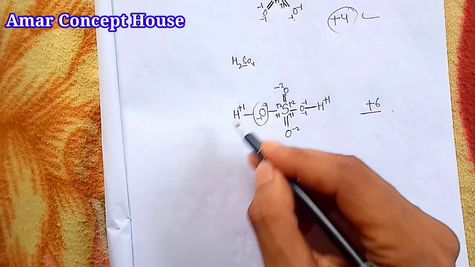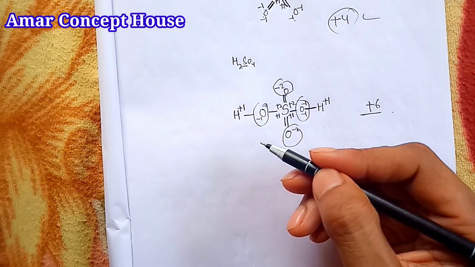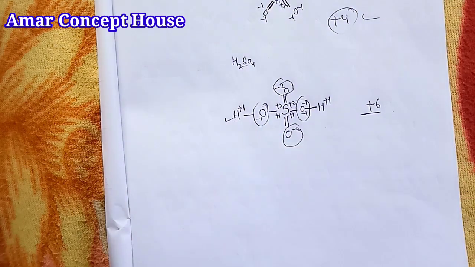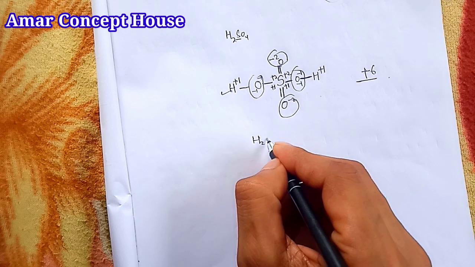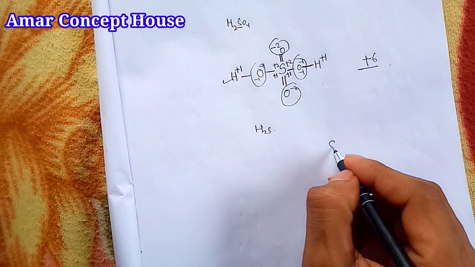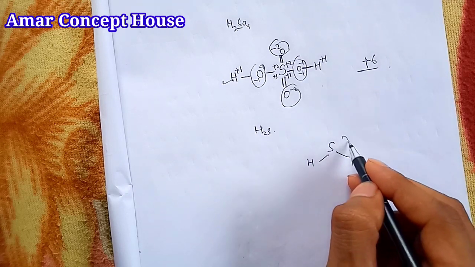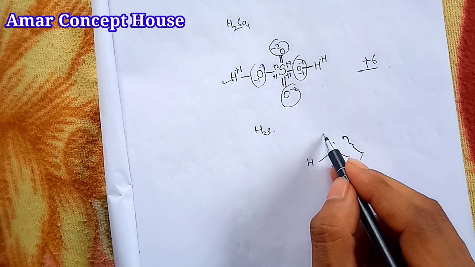And see the formal charge over oxygen: -2, -2. Clear? And the oxidation state of hydrogen is +1. Clear or not? If we talk about sulfur in H2S, now the structure is H single bond S single bond H. In between these, which is more electronegative? Sulfur is more electronegative than hydrogen.